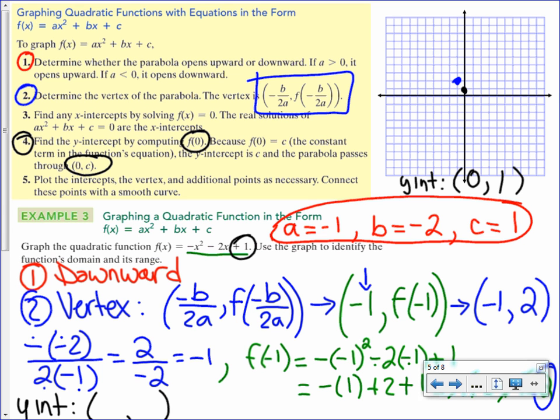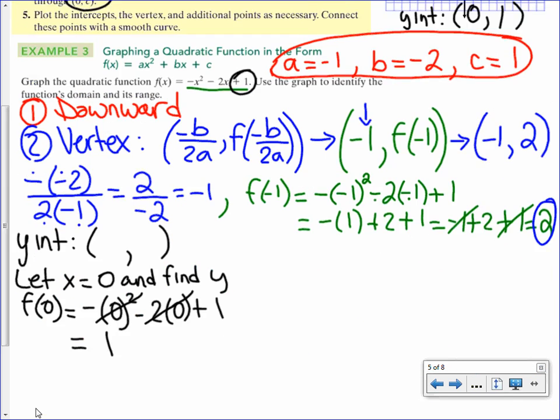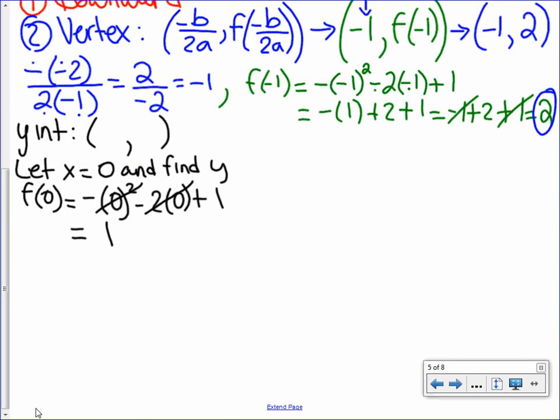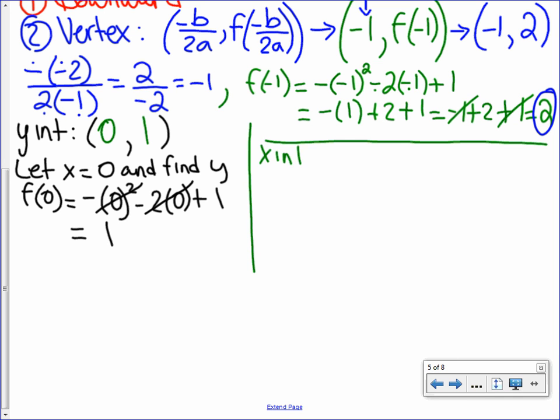So that's probably a step you could skip on the test, and I wouldn't have a problem with that. All right, now let's find the x-intercepts. And again, for the x-intercepts, we are going to let y equal to 0, or f of x equal to 0. So x-intercepts. And we already established we're going to have 2 of those, right?